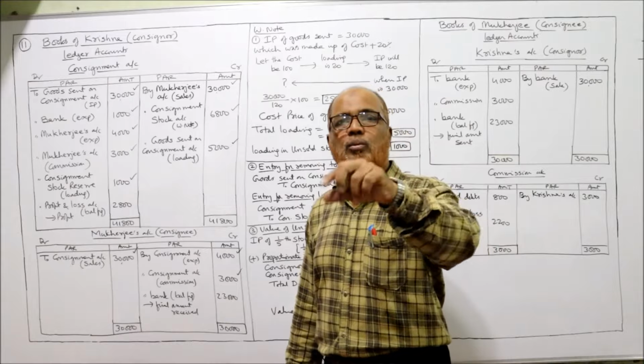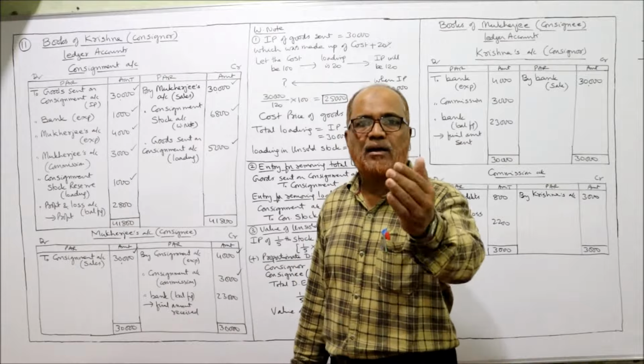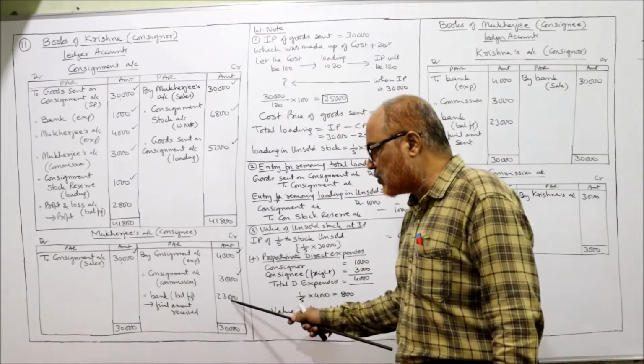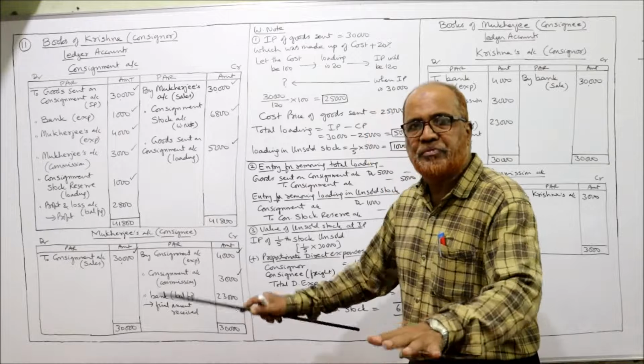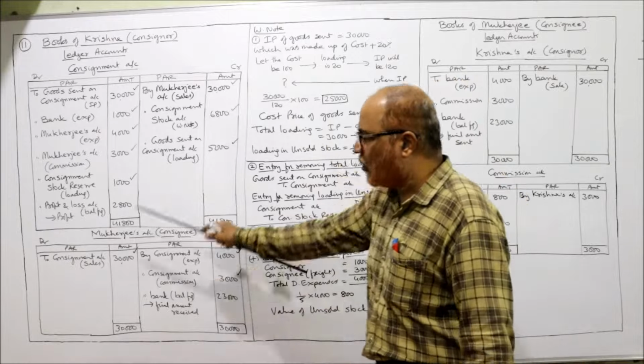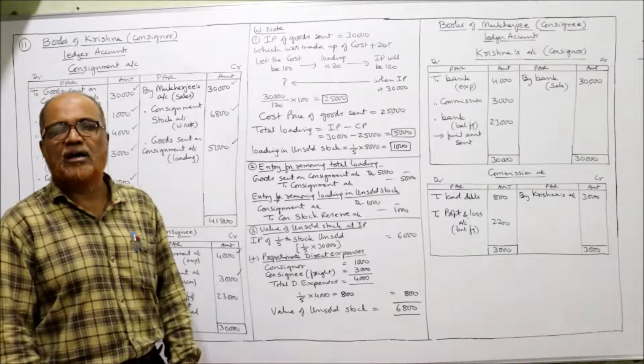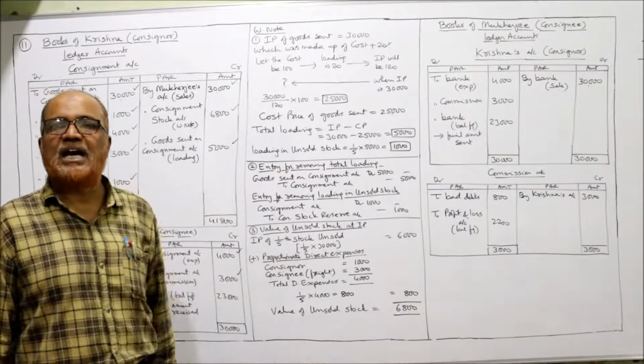Bank account debit to Mukherjee. So Mukherjee's account is credited by bank, balancing figure 23,000, final amount received. That's it. So I have completed all the ledger accounts in the books of the consignor. Now I am coming to the books of the consignee.